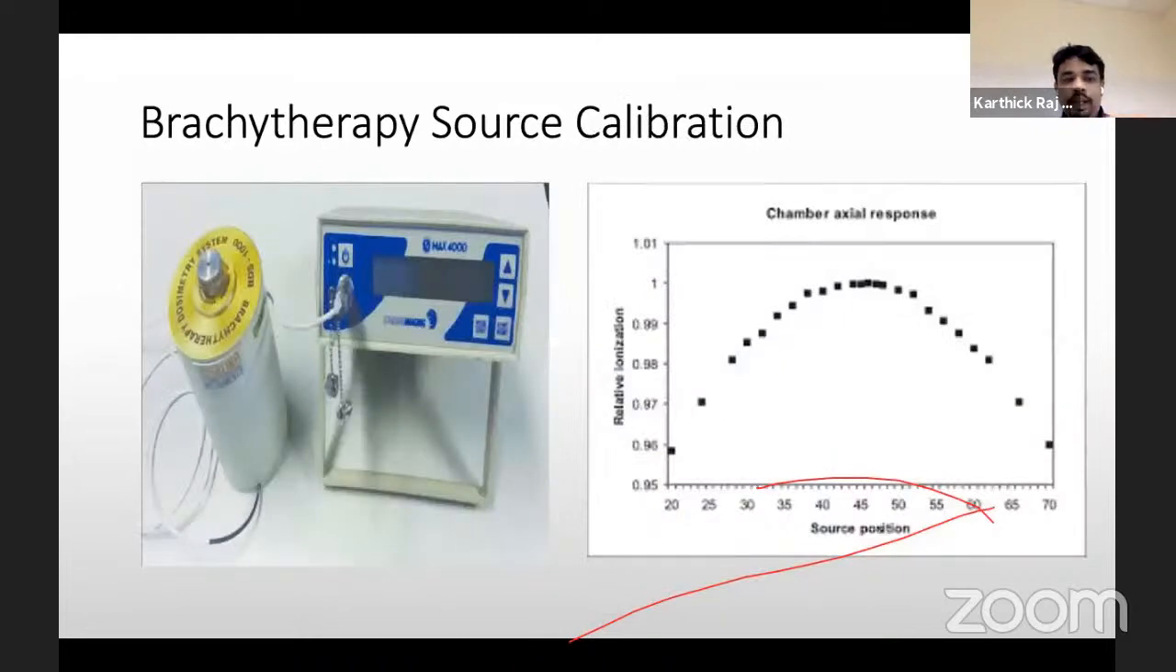The other important instrument we use for brachytherapy is for the source calibration. Whenever we change the source, or for routine checks, we do the brachytherapy source calibration using a well type chamber. This is how we check the sweet spot and do the source calibration.